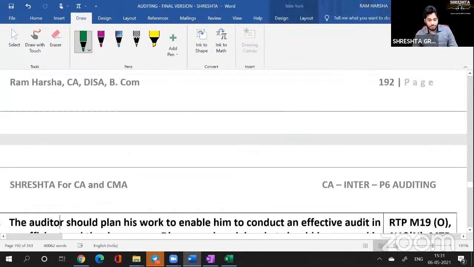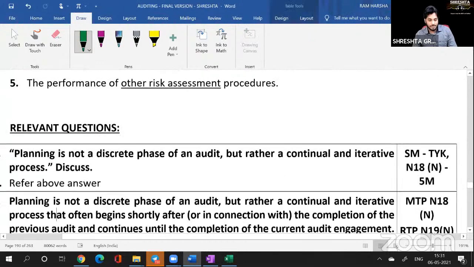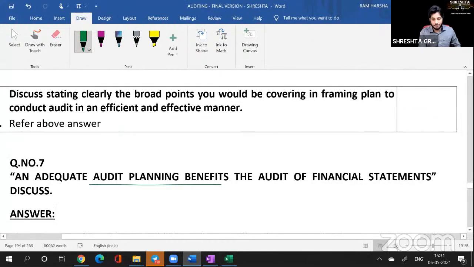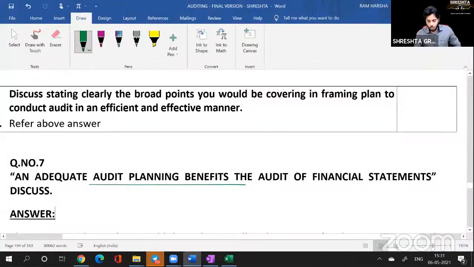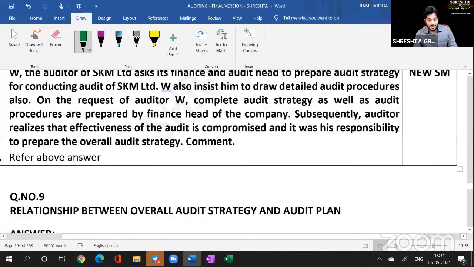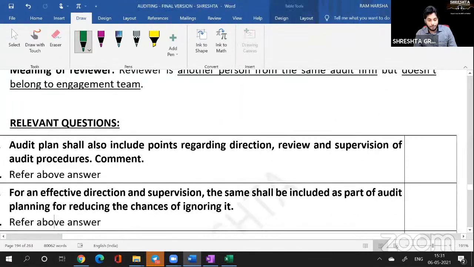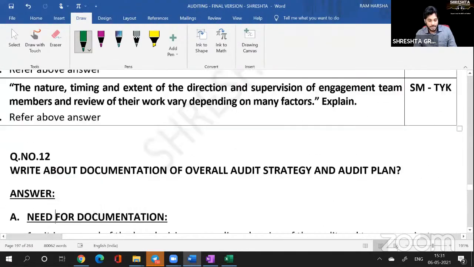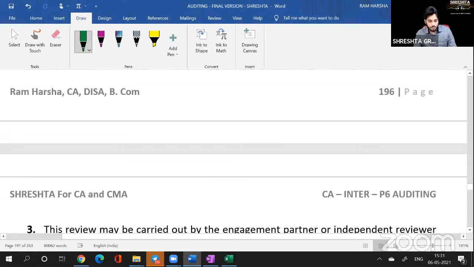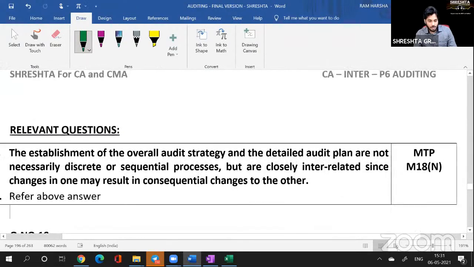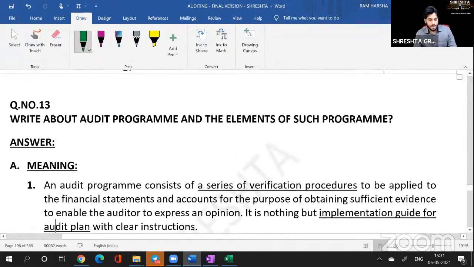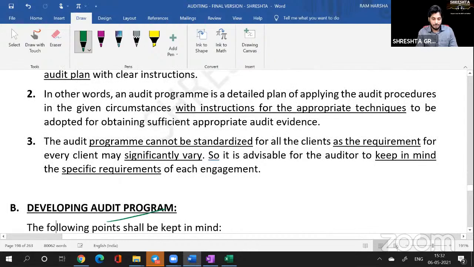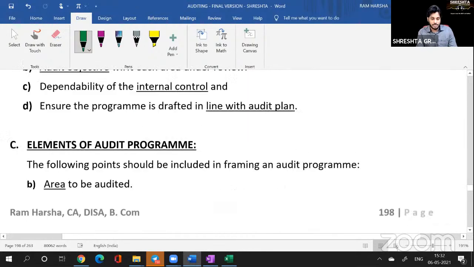What are the benefits of planning? You have it somewhere in question number 7. Planning benefits, question number 7. What are the factors that you take into account for developing an audit program? That is there in question number, just a minute, 13, I think so. Yeah, the 13th question. Developing an audit program is there in the 13th question.